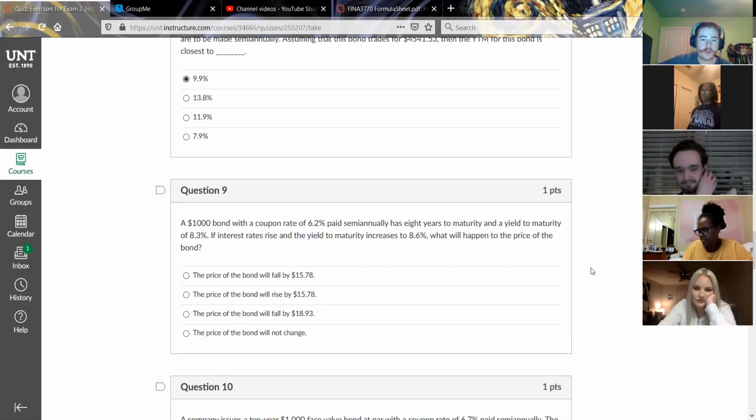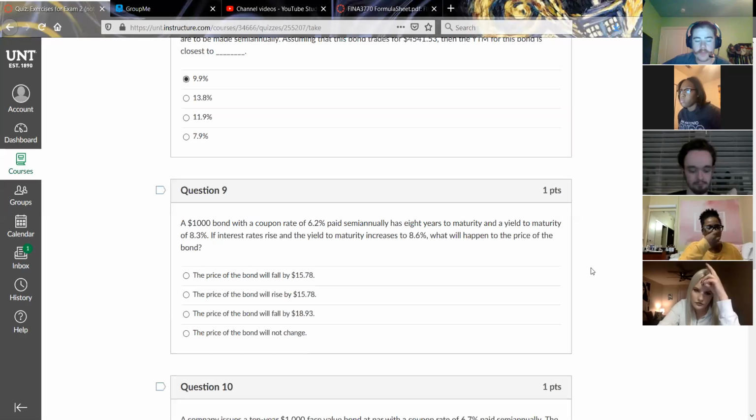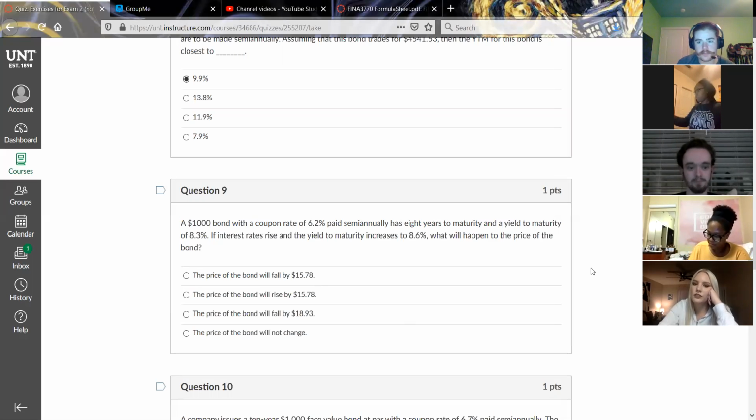A $1,000 bond with a coupon rate of 6.2% paid semi-annually has 8 years to maturity and a yield to maturity of 8.3%. If the interest rate rises and the yield to maturity increases to 8.6%, what will happen to the price of the bond? This is just us calculating the present value for both of them and then finding the difference.